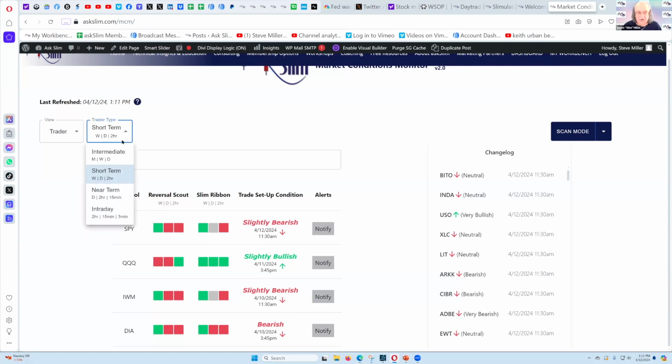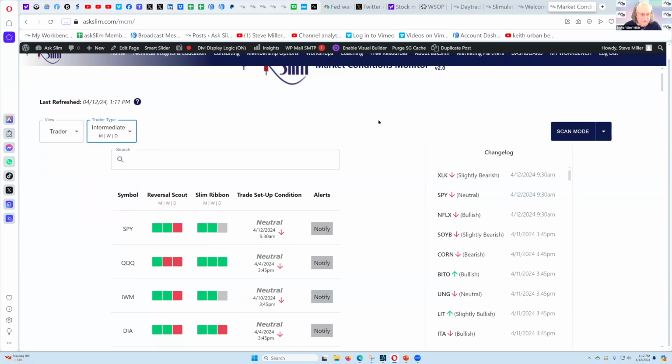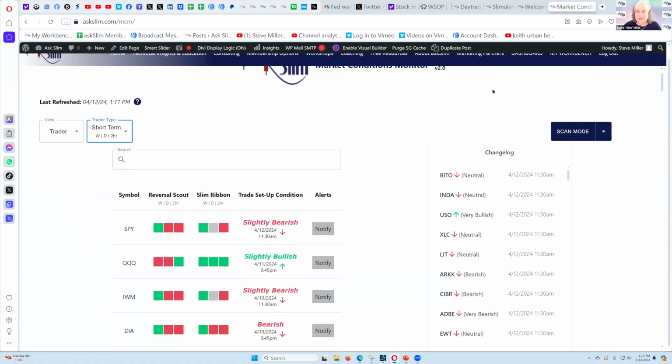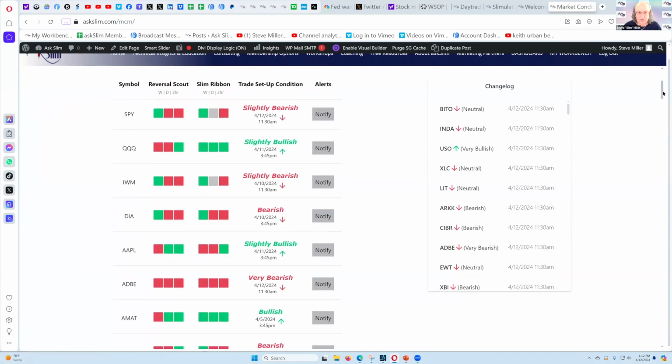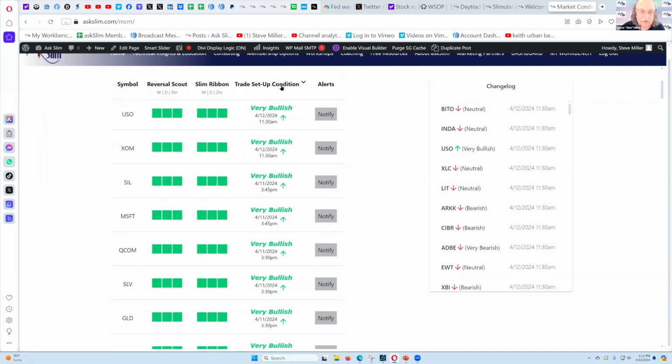Let's take a look here at the intermediate there, and you can see in here, they were all bullish for such a long period of time, and they now neutralized. So you could see the downticks right in here says that the conditions have gotten worse. Let's go back to short term right over here so you can get an idea of what the stock conditions are. Just going to scroll this up so that we can get some more in there showing. And we'll look at the trade setup conditions.